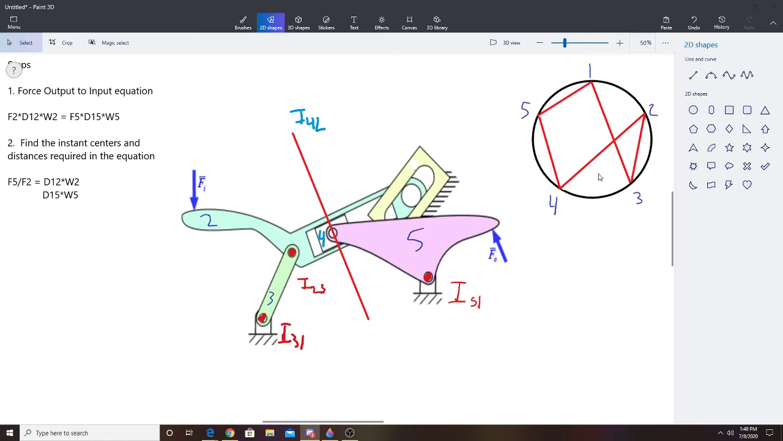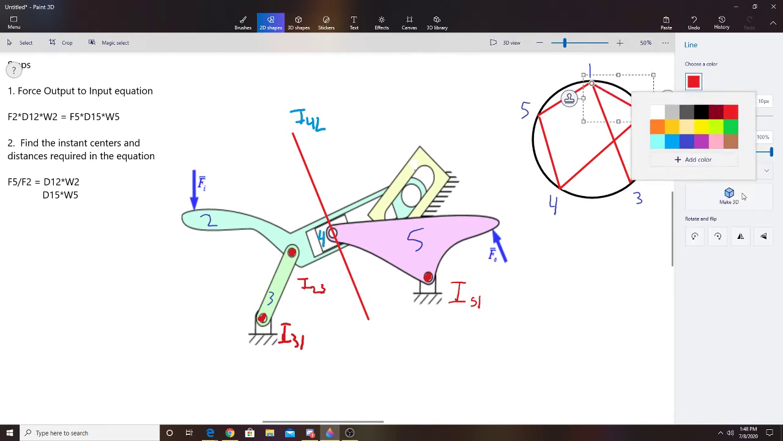Okay, so the goal is that we need to find D12 and D15, right? So for D12, we need to find I12. Essentially, I12 is this right here, right? Is there any way we can find this right now? Probably not, I would say. So let me draw that. We need to find this, but I'll change that color.